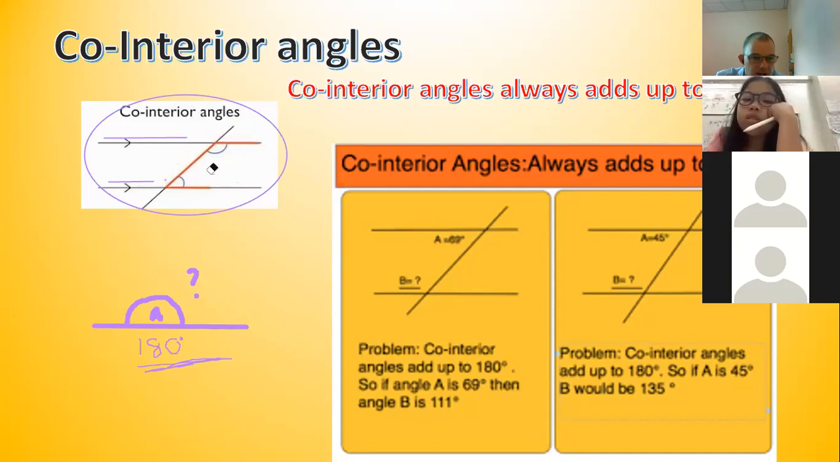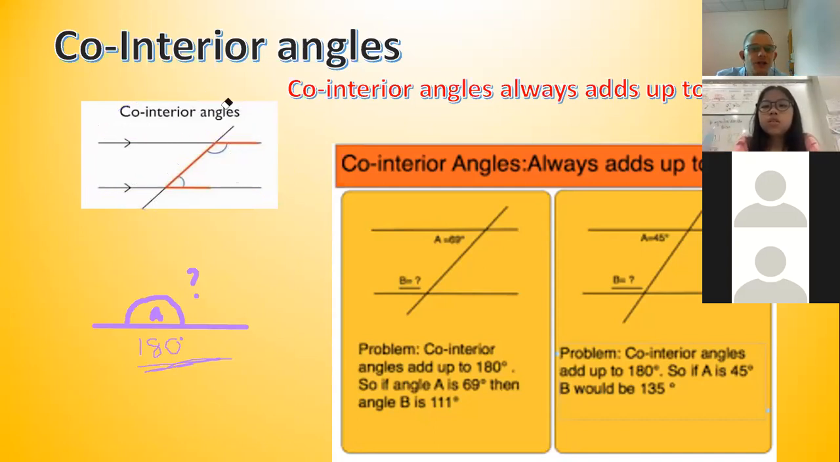Now what this helps us to see is the two angles, A and B. Because they are between two parallel lines, they are co-interior. They are both on the inside of the parallel block here. Now the nice thing about these angles is co-interior angles always add up to 180.